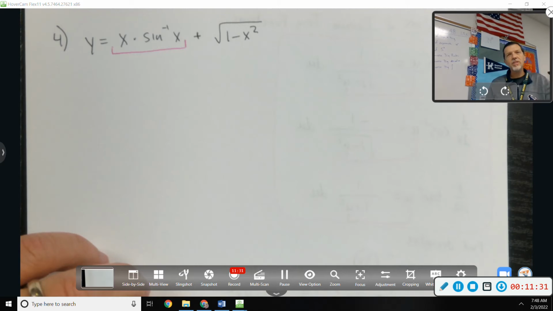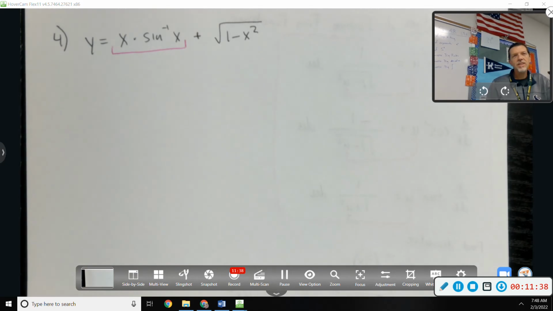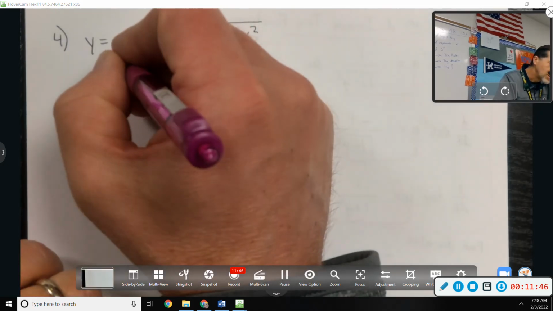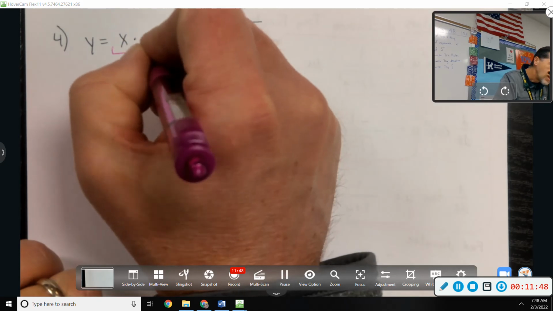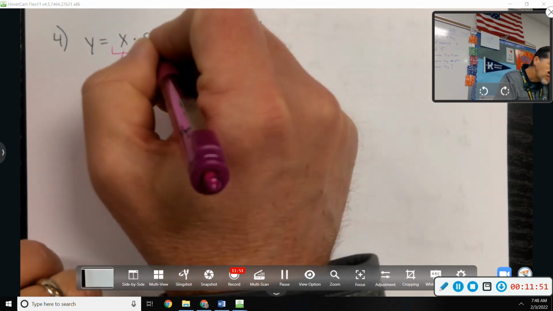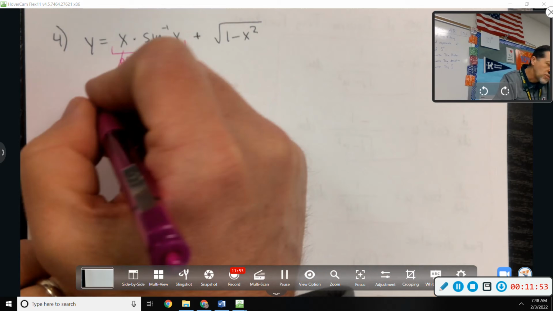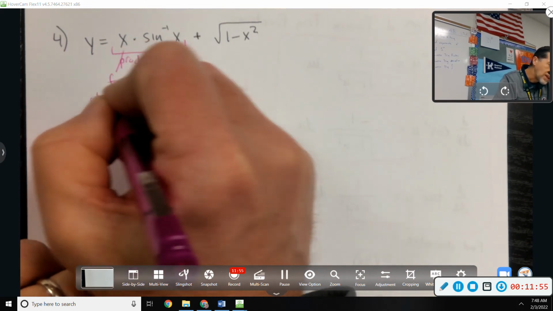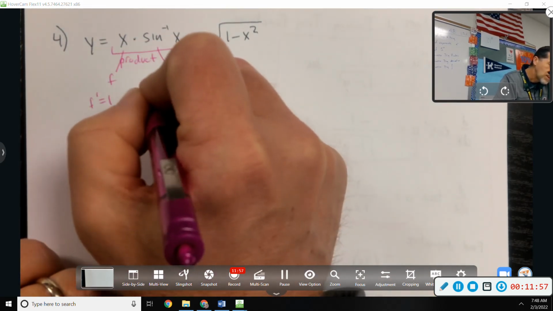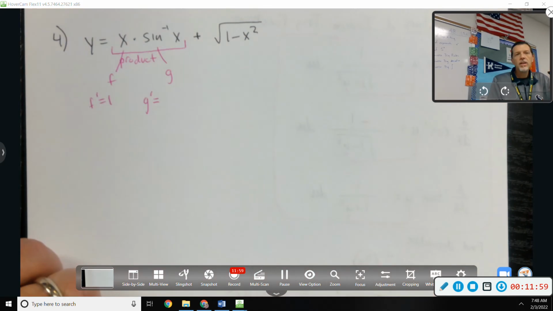X times inverse sine of x. What am I going to have to do there? If I have x times, I'm going to have to use the product rule. So I'll have f and g and f prime and g prime and putting them all together. F prime's easy. I guess g prime's not bad because there's no chain rule to it.